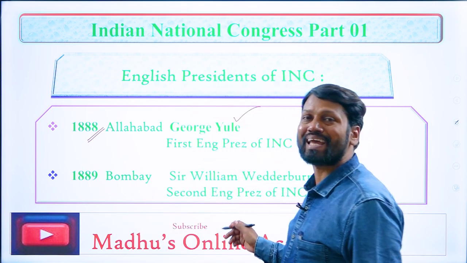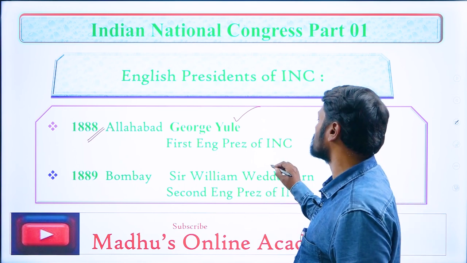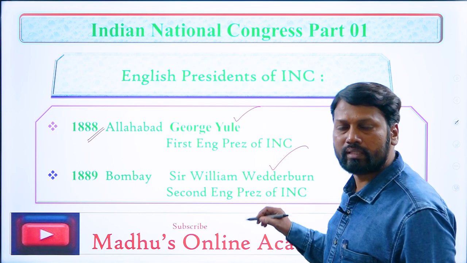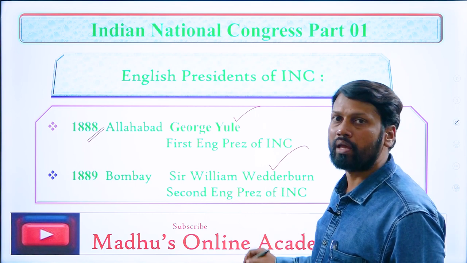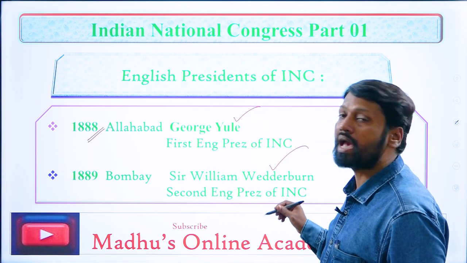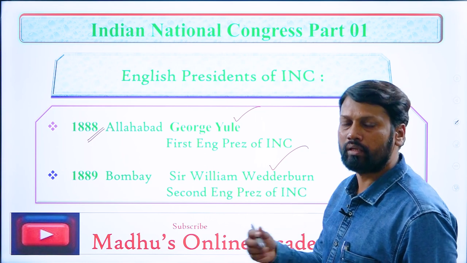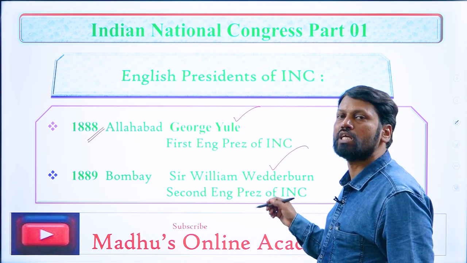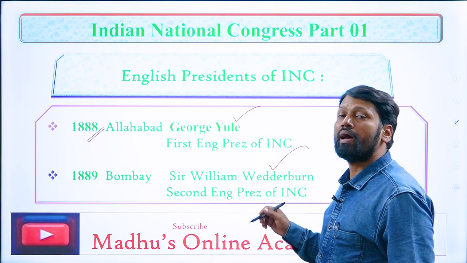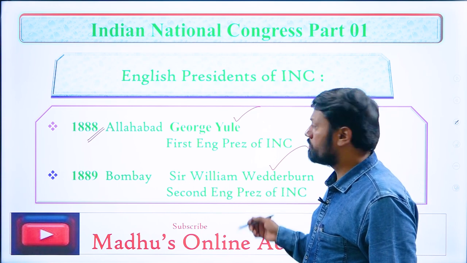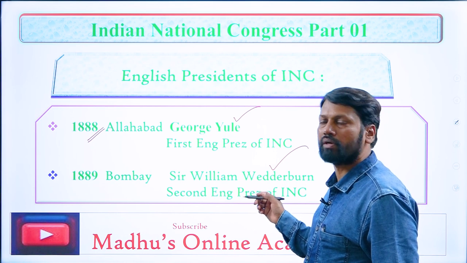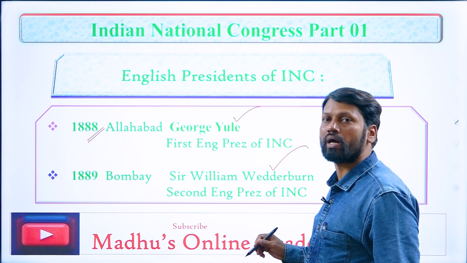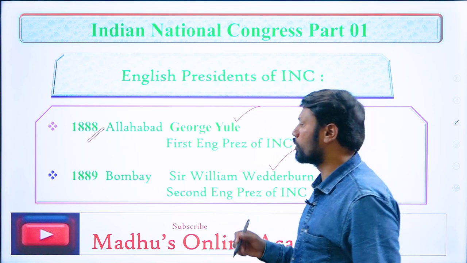1888. And next, the second English president of INC was Sir William Wedderburn, and that session was held at Bombay in the year 1889 AD. Of course, in future classes you will come to know that Sir William Wedderburn was the first English president who served for two terms, whereas George Yule did not serve as president of INC for more than one term. Later, you will come to know this.